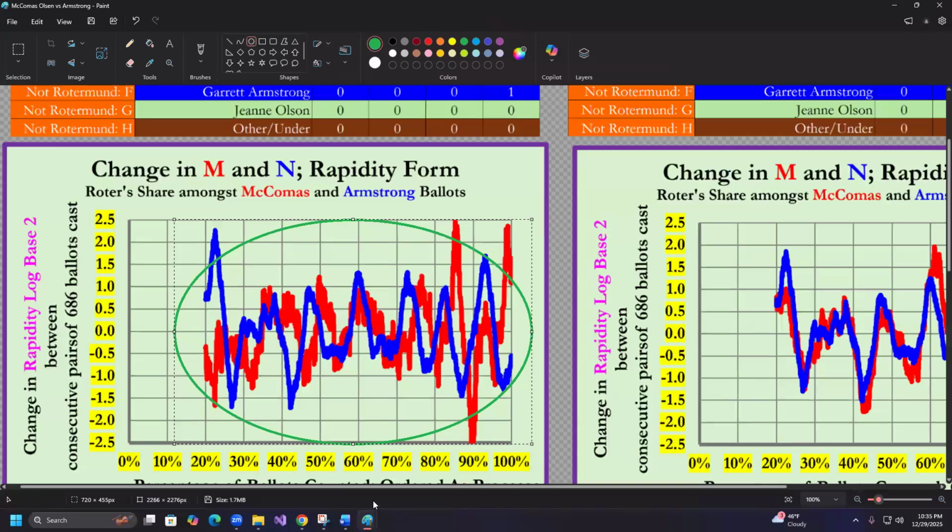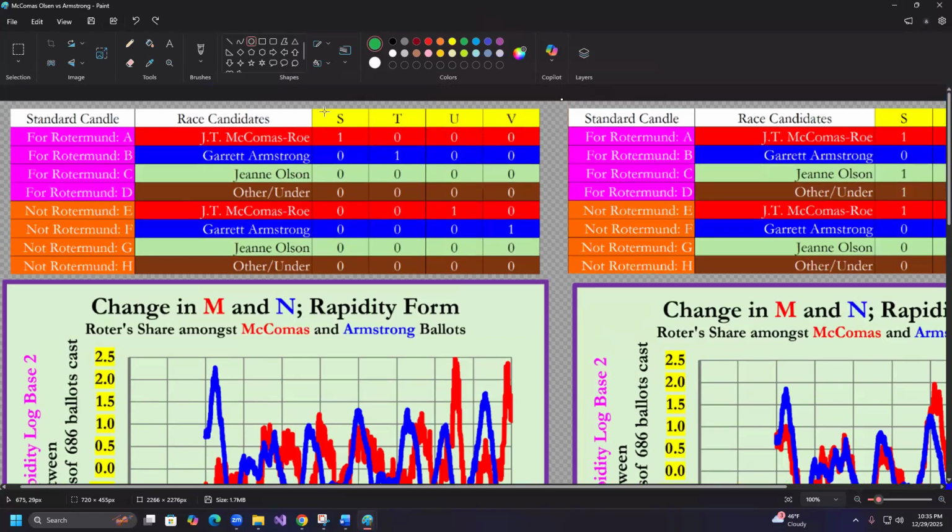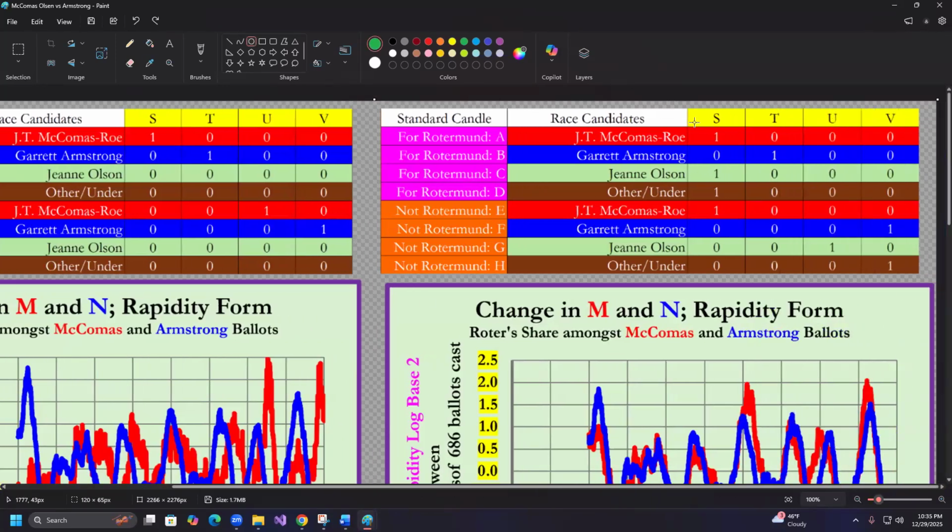So I thought, well, I don't know, maybe it was fair. Maybe Olson really spoiled it. Who knows? But then I said, you know what? I've been studying these guys for a long time. They probably treated McComas and Olson like the same exact person because algorithms just put numbers together and they don't care. So instead of our four values being McComas for Roterman, Armstrong for Roterman, McComas not Roterman, and Armstrong not Roterman, we're going to import the same four. But now we're also going to add Janine Olson's vote to John McComas's vote if they voted for Roterman.